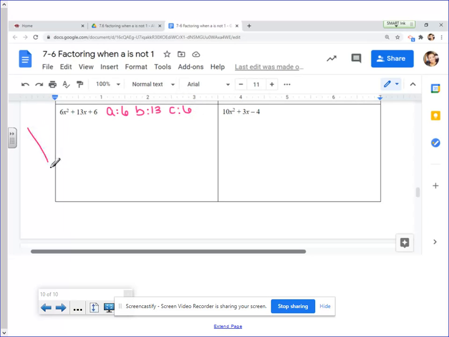Then we're going to do our little X factor method. So the top of our little X is going to be whatever A times C is. So 6 times 6. The bottom one is going to be whatever B is, which is 13. So we're looking for something that multiplies to give you 36, but adds to give you 13. Perfect. 4 times 9. Now we're going to draw our box.